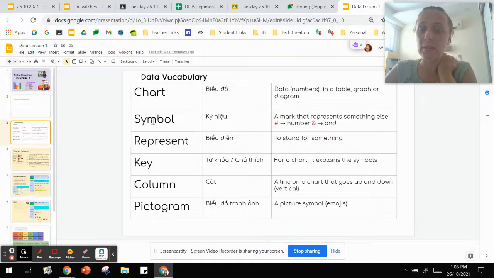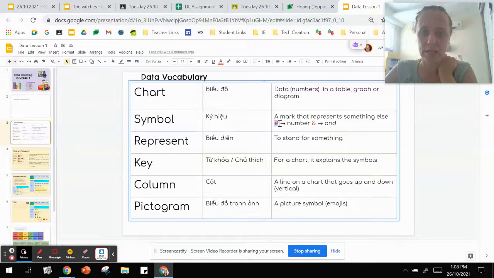Symbol. A symbol is a mark that represents something else. So some examples that you've probably seen quite a lot are things like the hashtag or this sign. And they're just symbols that we have used in society that we know means something else. This one is also a big popular one. What does that mean? Money, right? So instead of saying money, if I show this symbol, you know that means money. Represent means to stand for something else. Easy way, this symbol represents money.